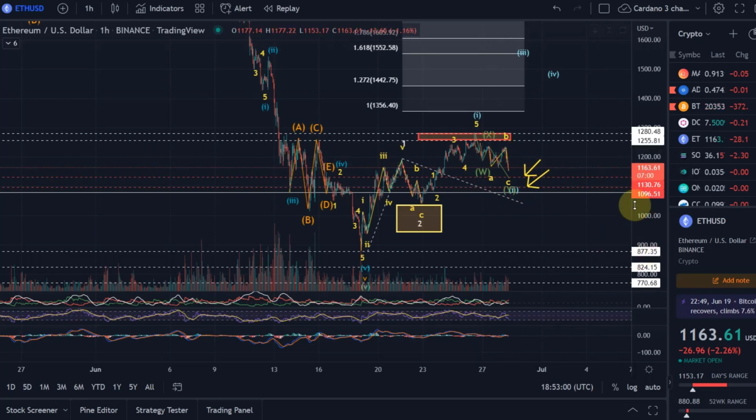So we'll keep observing this, and I'll keep you updated here about the latest wave count and latest developments, and then we can take it from there.